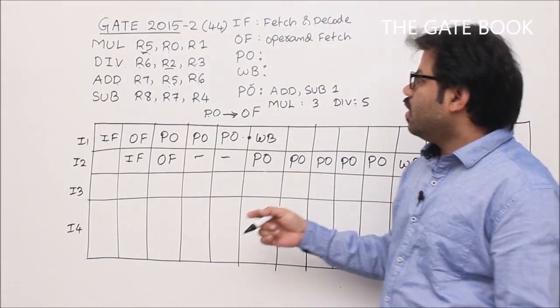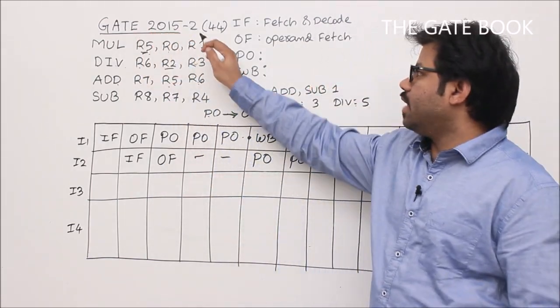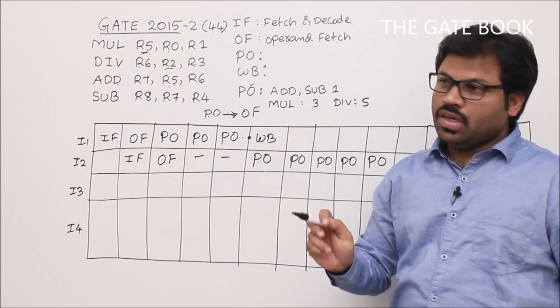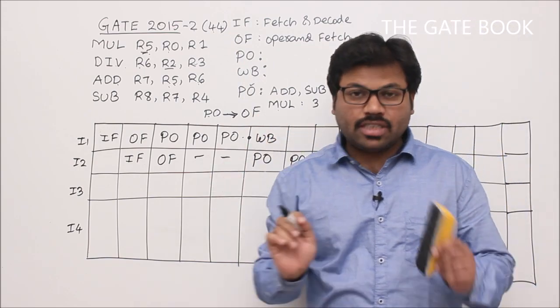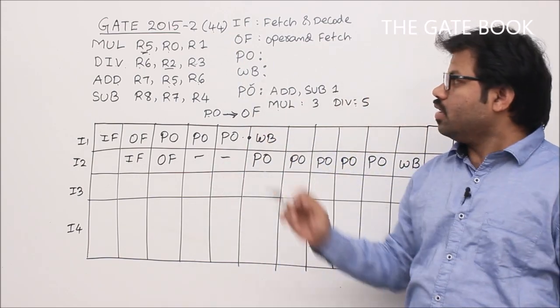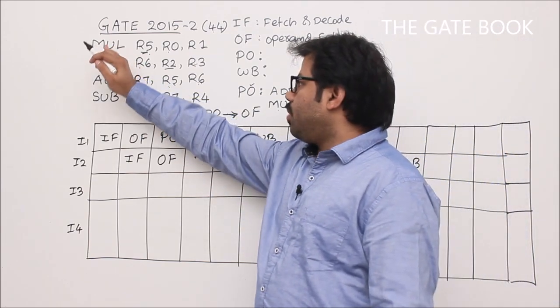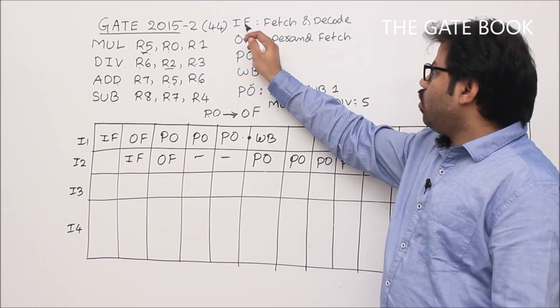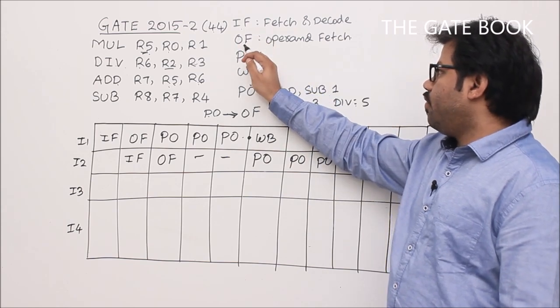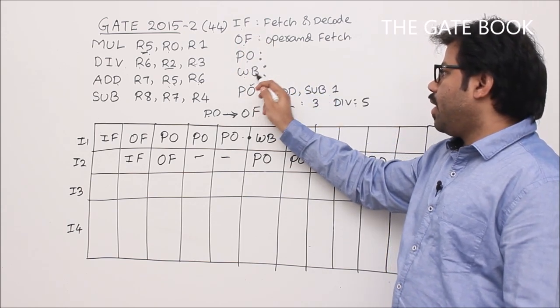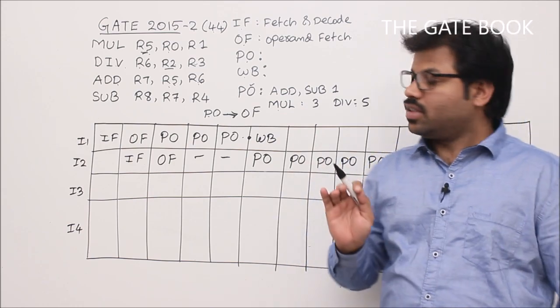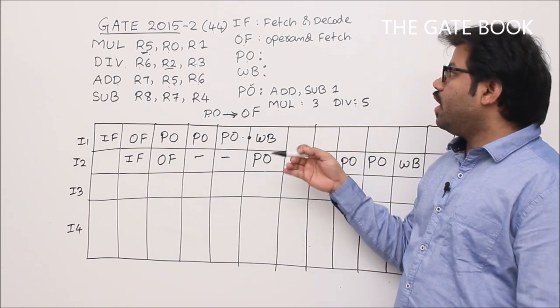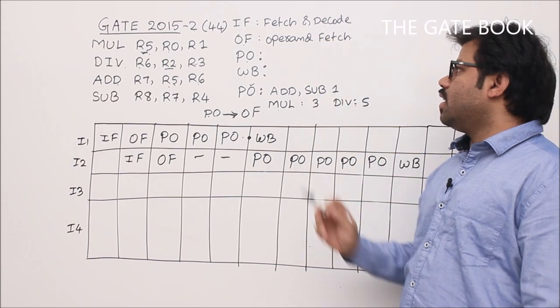This example, GATE 2015 set 2 and question number 44. It is a little bit ambiguous, okay? Please focus on this question. There are 4 instructions: multiplication, division, addition, subtraction. Fine. And 4 stages: instruction fetch, operand fetch, perform operation, write back. So only 4 stages. That means where are you doing decoding? Here in the first stage itself.